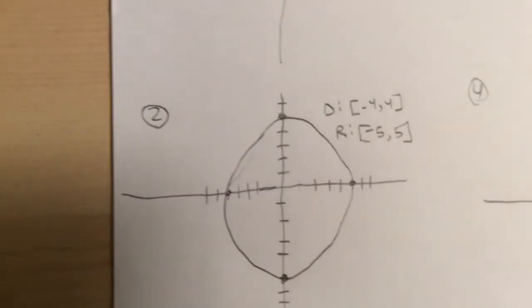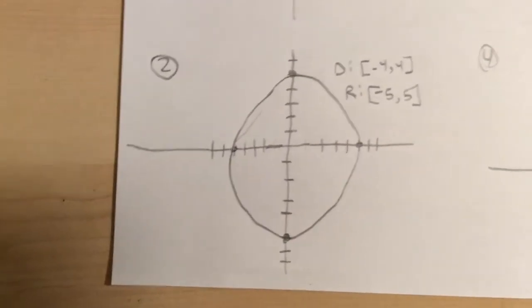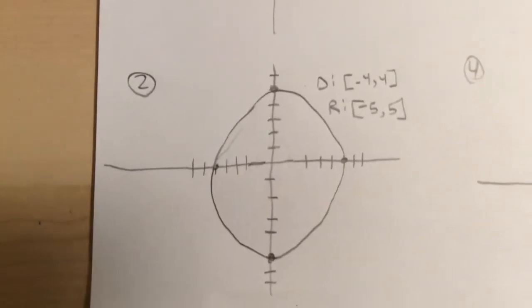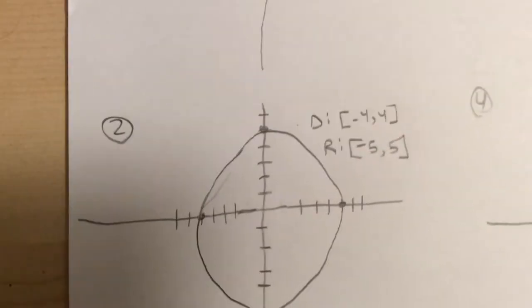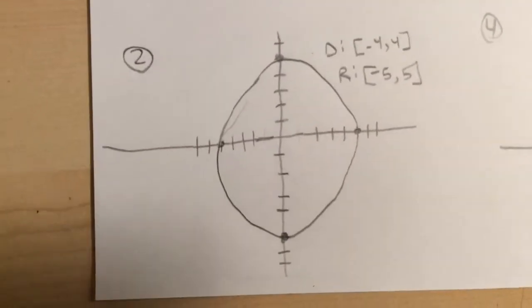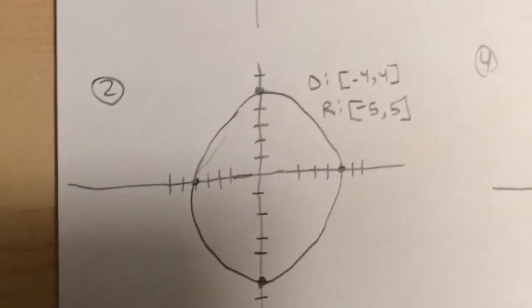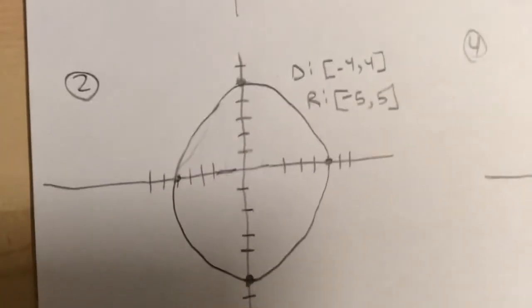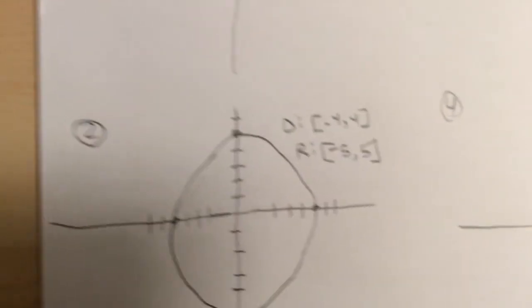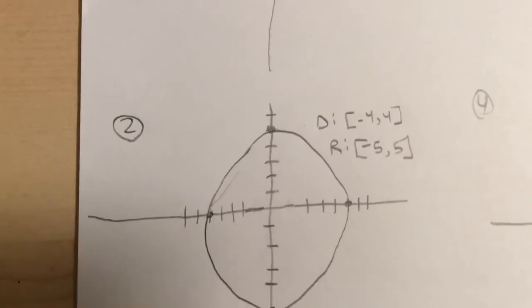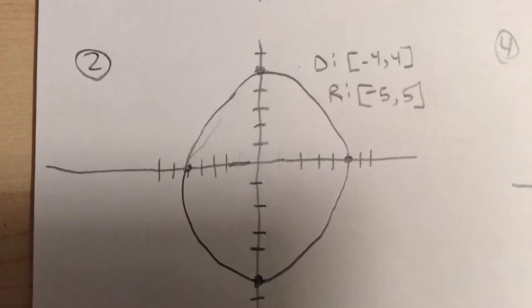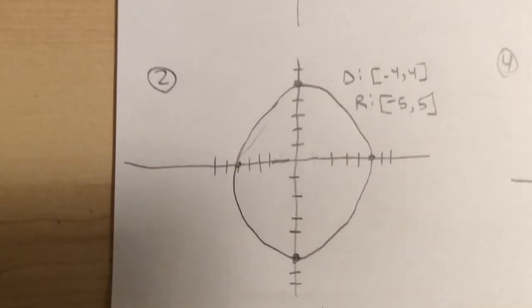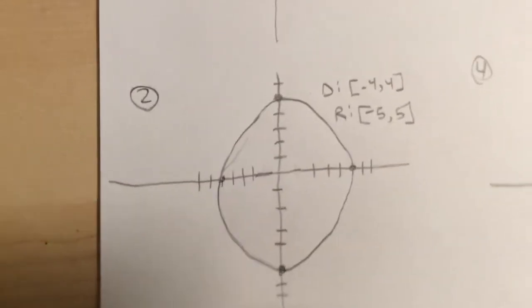For example 2, you want to do pretty much the same thing. You find the x value that's furthest to the left and the right, and the y value that's furthest down and furthest up. So that turns out to be -4 and 4, and the range turns out to be -5 and 5. Don't worry about anything else. It doesn't matter if it's a function or not, it can still have a domain and a range.